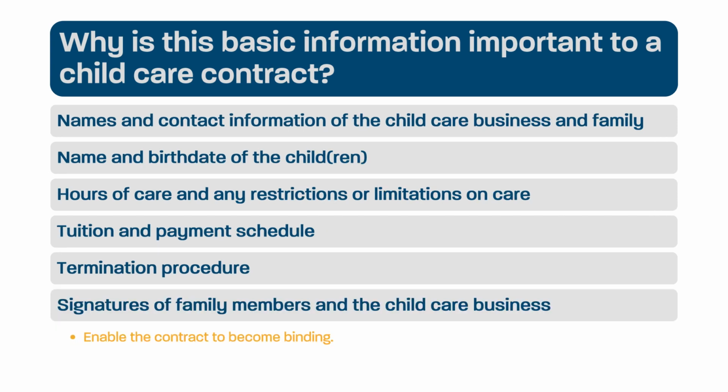Signatures of family members and the child care business. It's recommended that family members sign the contract under a clause that indicates by their signature they are agreeing to the terms of the contract, and include a statement that they have read the family handbook and agree to follow the child care business's policies. This signature should be dated and then signed by the child care business after the family member has signed. Signatures underneath the part of the contract that says they agree, also known as the attestation, enable the contract to become binding.